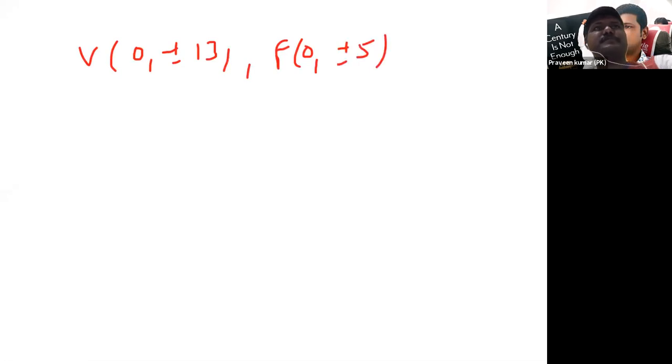What is the equation if the vertices are 0 comma plus or minus 13, foci 0 comma plus or minus 5?